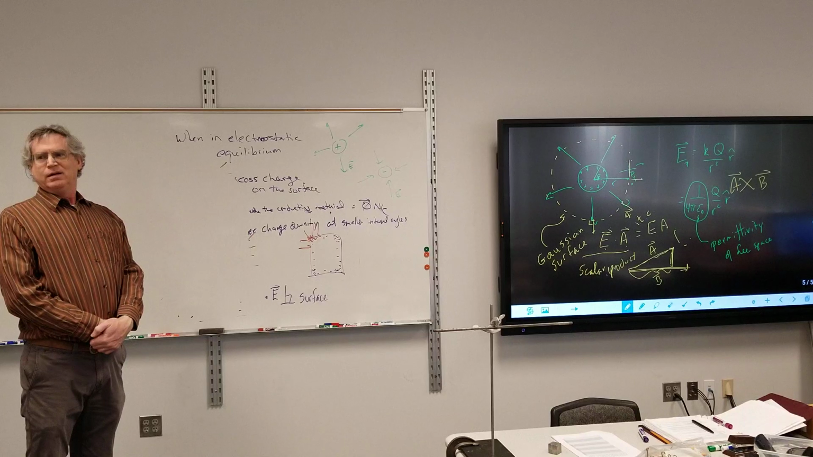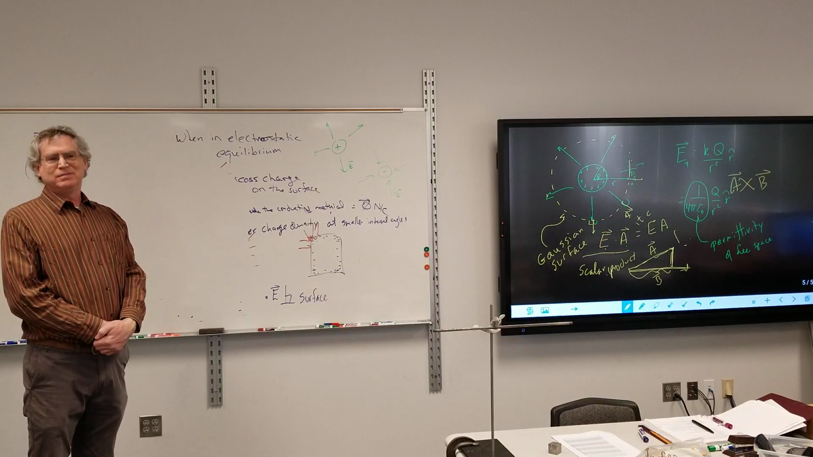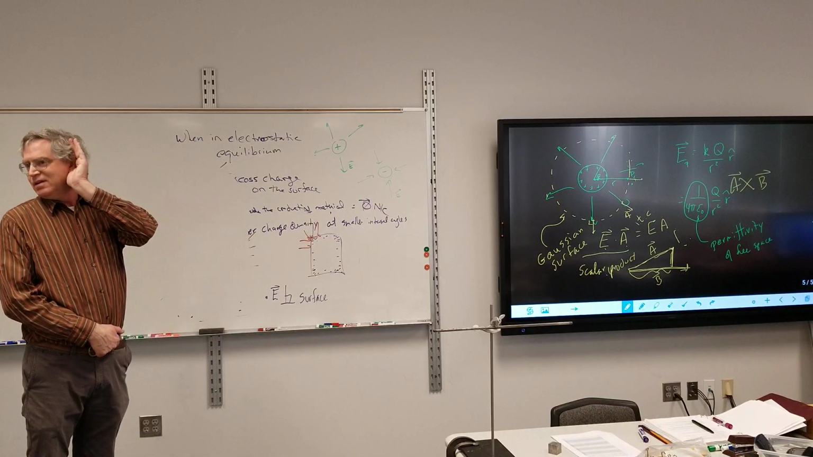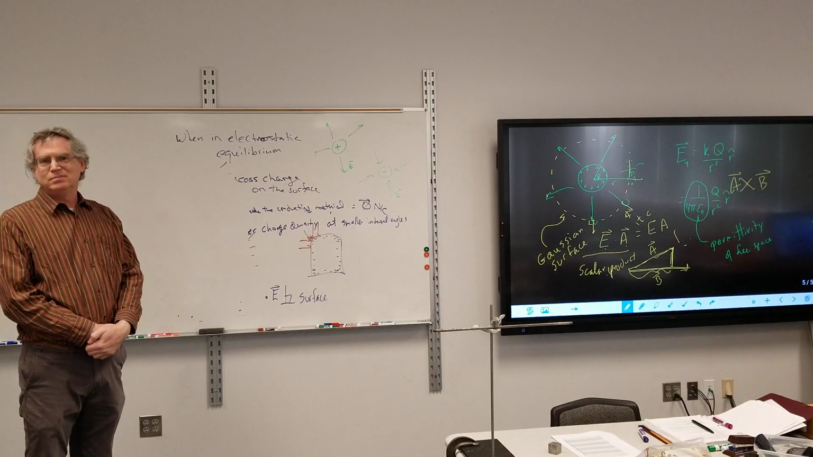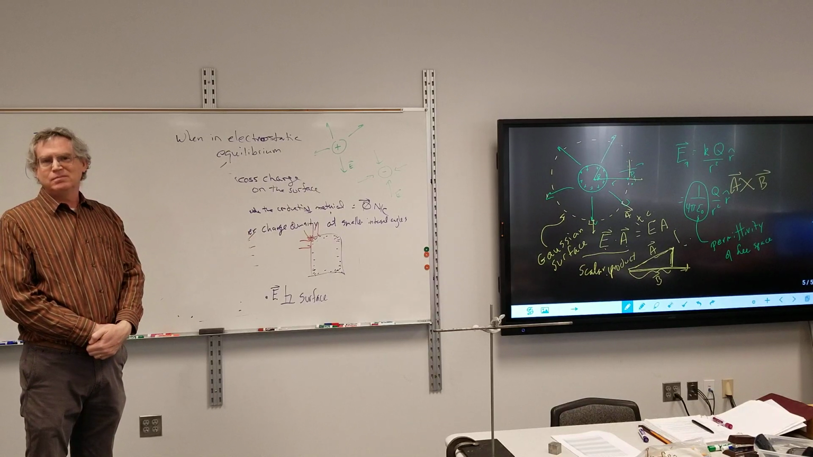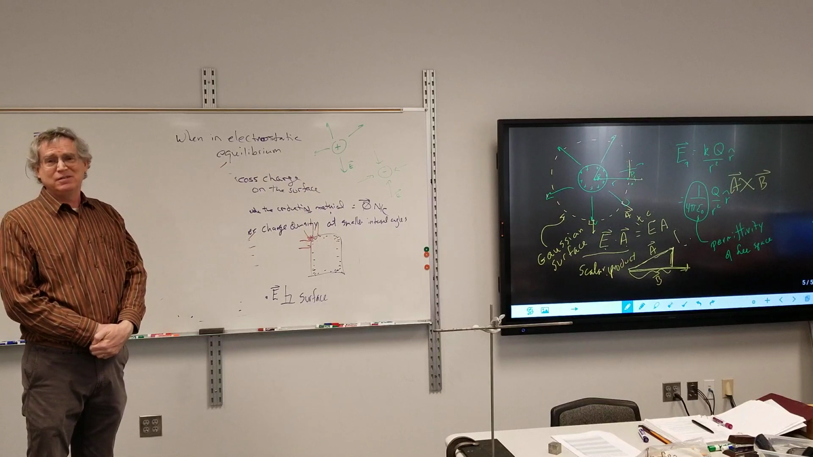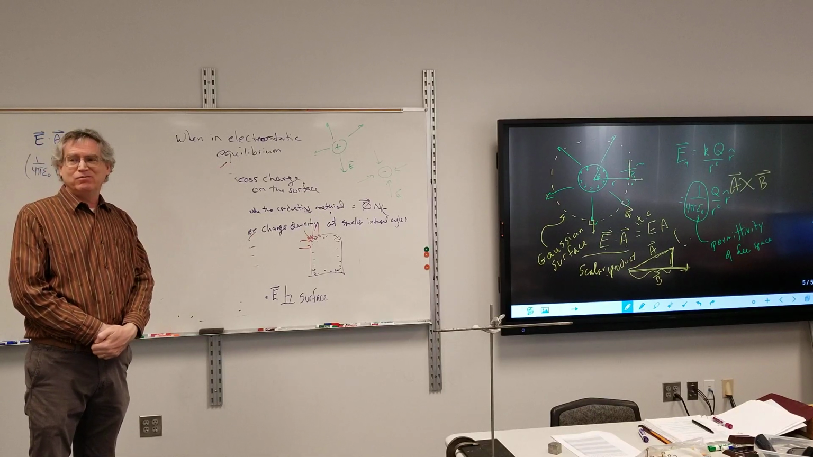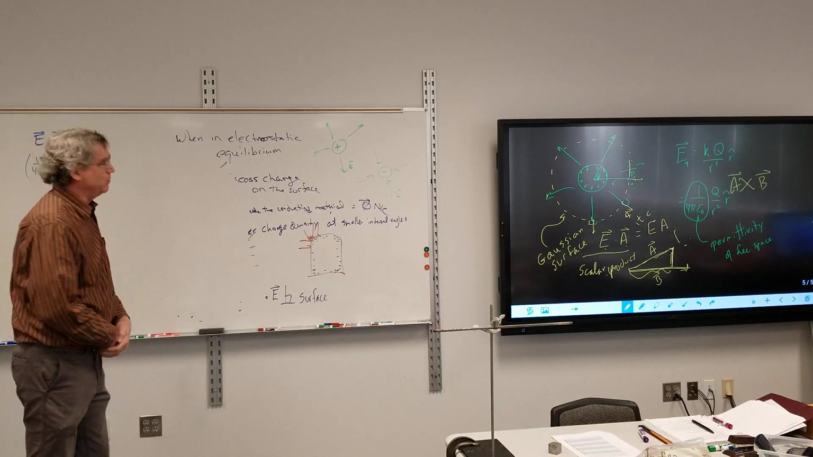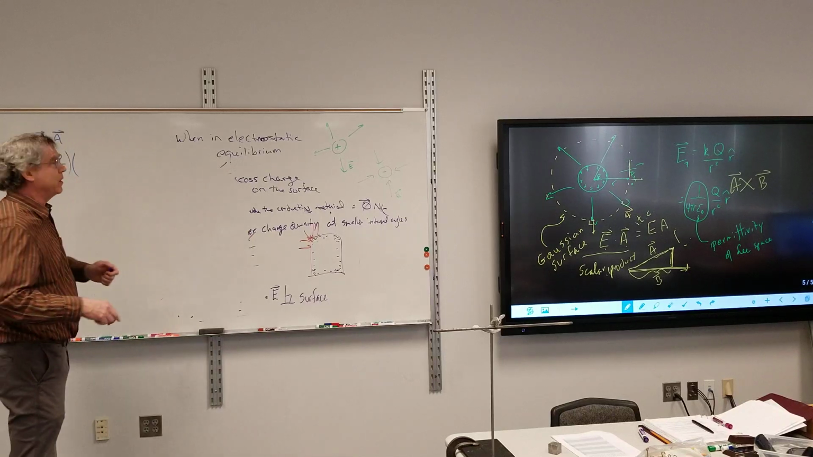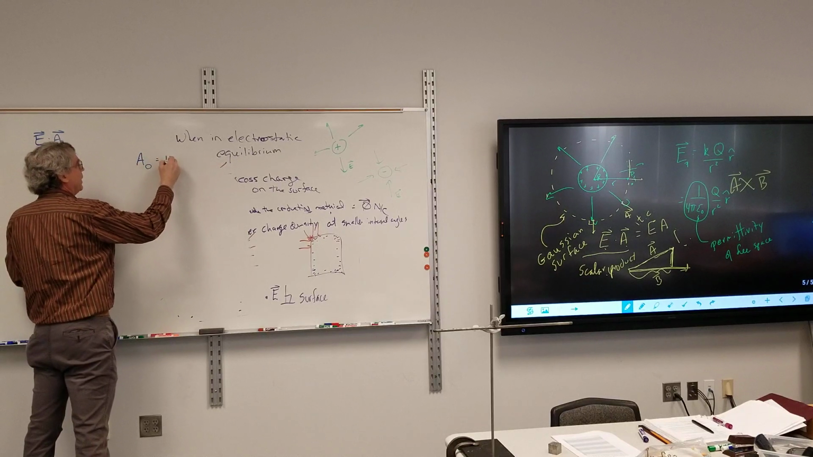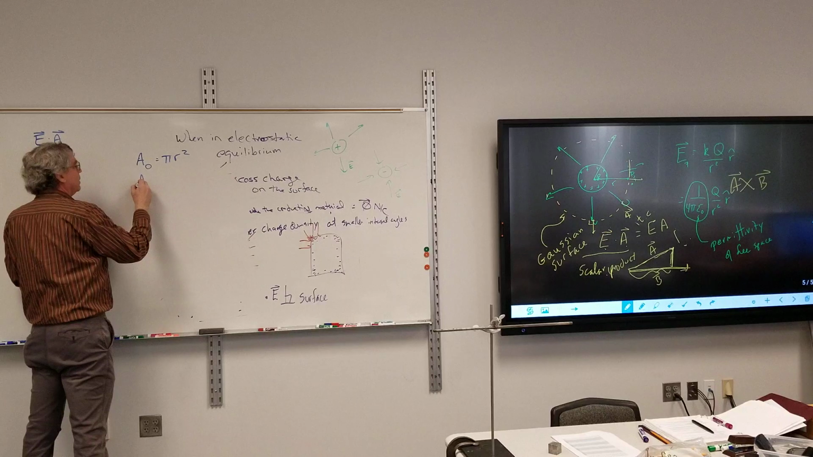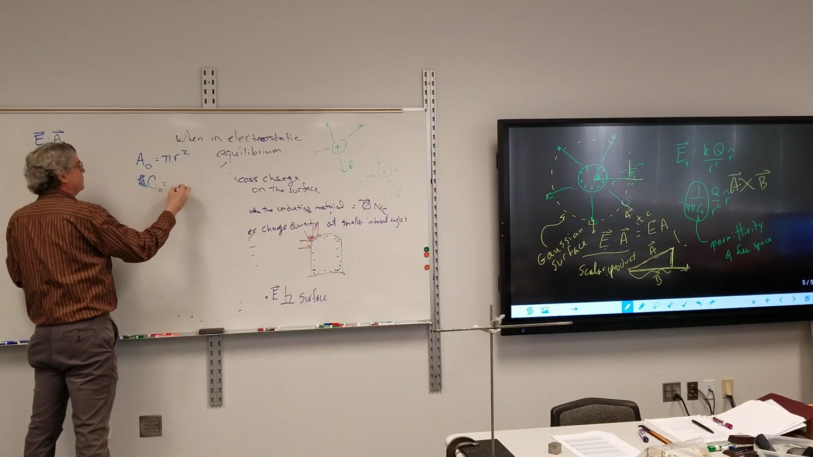2 pi r. Wait, that's the circumference of a circle. Pi radius squared. That's the area of a circle. Do you know the volume of a sphere? Isn't it like 3/4 something? 4/3 something. All right, so volume, let's start out with area of a circle, pi r squared. Circumference of a circle, 2 pi r.